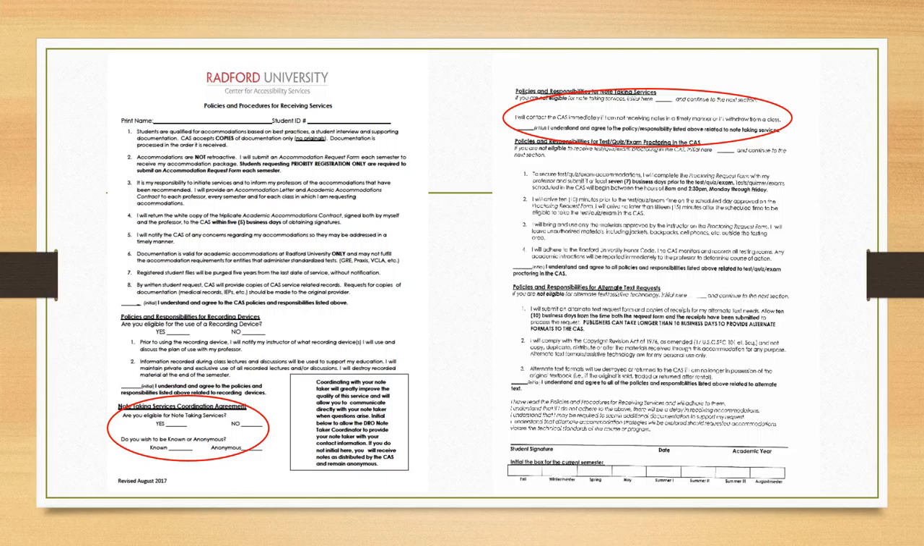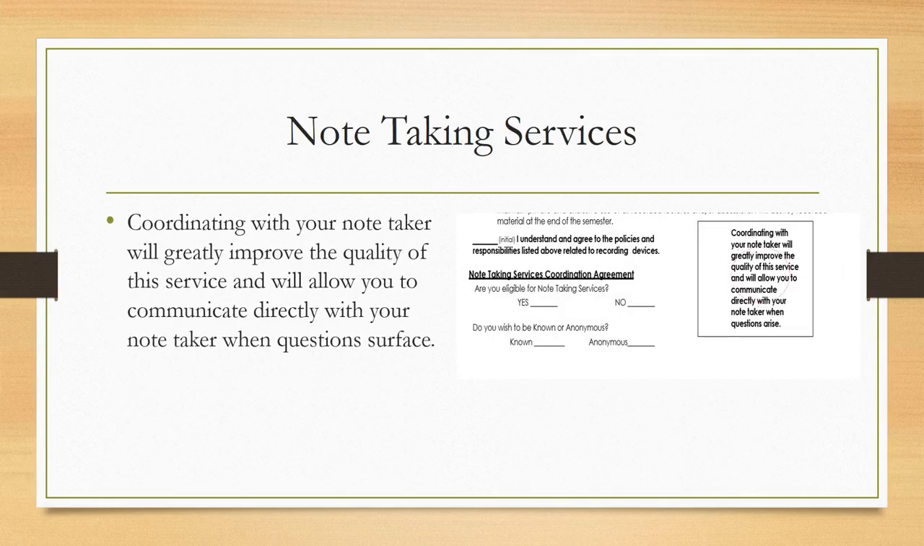Now return to your policies and procedures for receiving services form. The next 2 sections concern the note-taking services. If you are not eligible for note-taking services, initial the blank that reads, "If you are not eligible for note-taking services, initial here and continue to the next section." The first of these 2 sections concerns coordinating with your note-taker. It reads, "Coordinating with your note-taker will greatly improve the quality of your service and will allow you to communicate directly with your note-taker when questions arise."